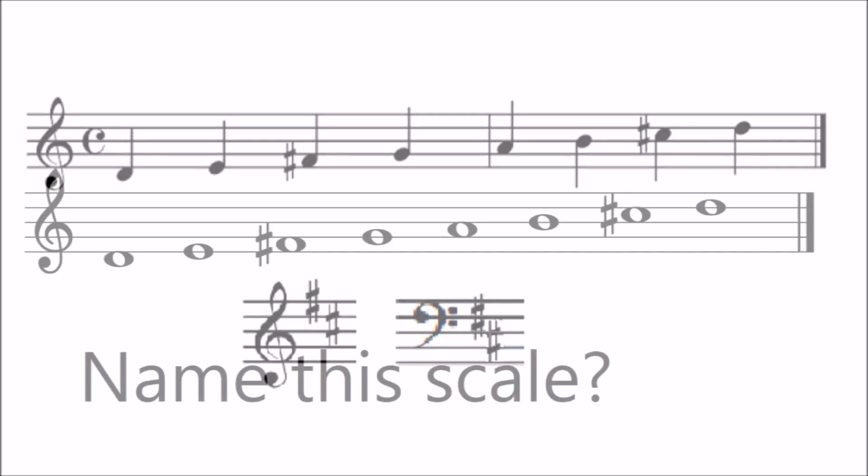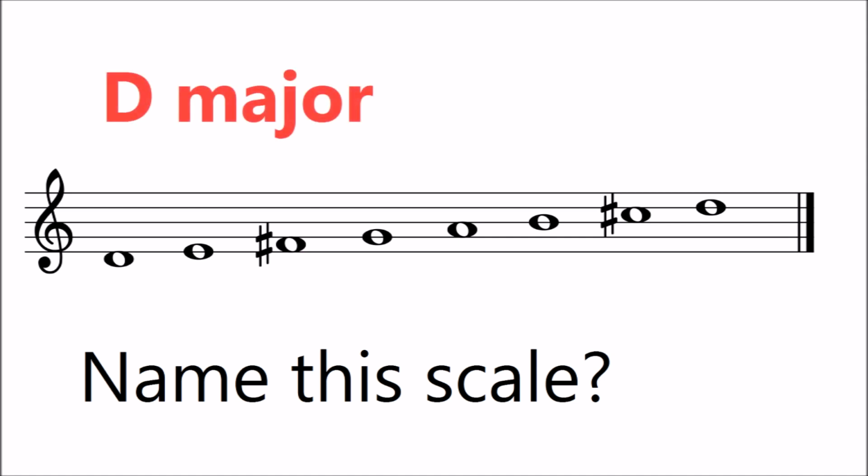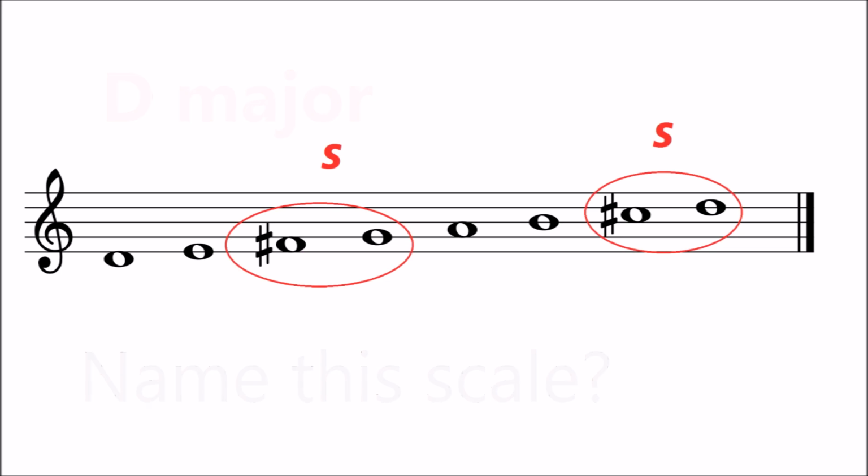Now let's see how much you have remembered. Firstly, which scale is this? It is D major. And can you say between which notes there would be a semitone? As with all major scales, semitones exist between the 3rd and 4th and between the 7th and 8th notes from the bottom. So in this case that would be between F sharp and G and between C sharp and D.